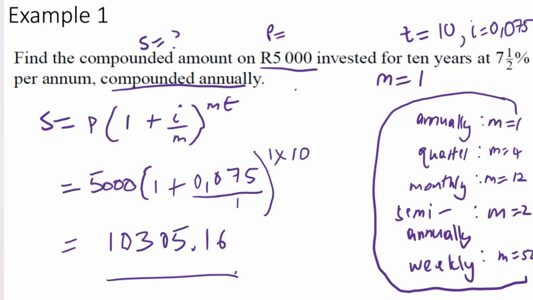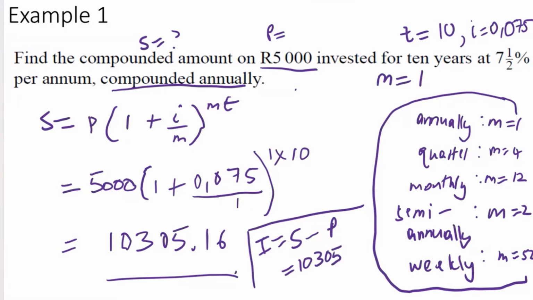Okay, so if the question you'd be asked maybe is what is the interest? The interest, remember we said, is equal to the accumulated amount minus the present value. So the accumulated amount will be 10305.16 minus your present value of 5,000. So whatever value that you are going to receive there, that becomes your interest, not interest rate, interest.